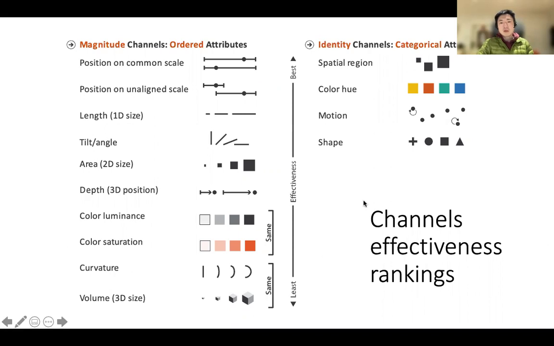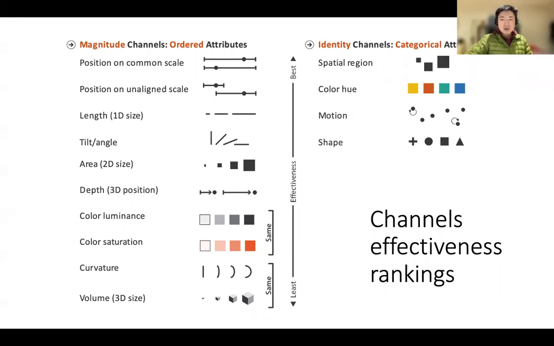And finally, you can have shape to represent categorical attributes. So you can say for furniture, it's a cross. For IT product, it's a circle. And then square and triangle for different types of categorical attributes. Okay, and again, these are ordered by effectiveness. The top one is the most effective, and the bottom one is the least effective.